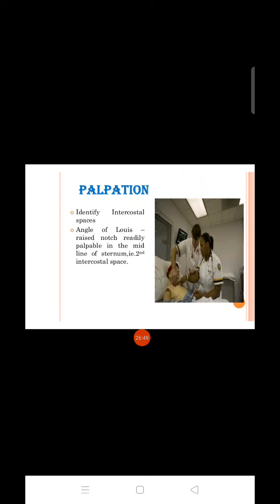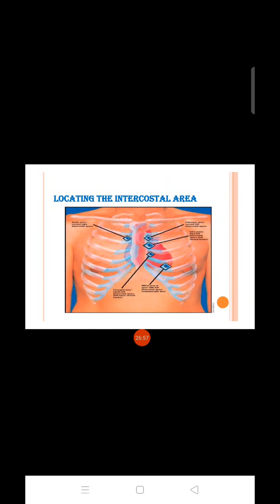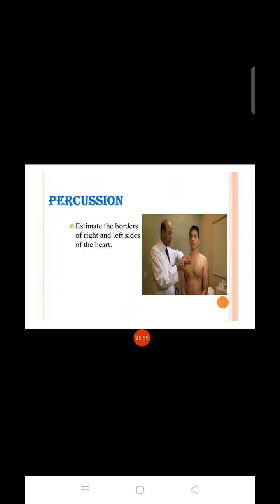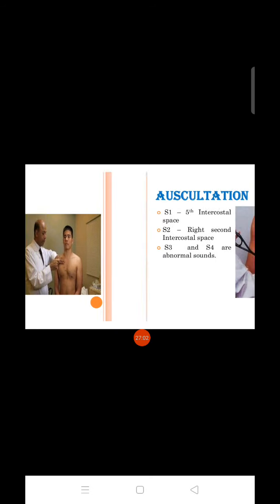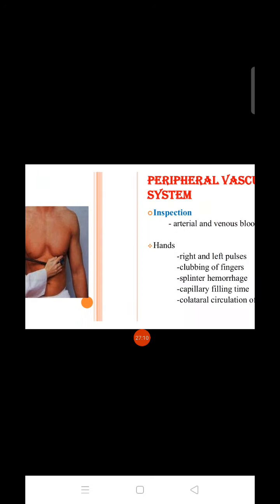Okay. Next, you can see the thorax, long axis of body, apex, diaphragm. Inspection we can do. Palpation is to identify the intercostal space, angle of Louis, second intercostal space. This you can see. Percussion estimates the border of the right and left side of the heart. Auscultation: S1 at the fifth intercostal space we have to do. S2 at the right second intercostal space. S3 and S4 are the abnormal sounds.